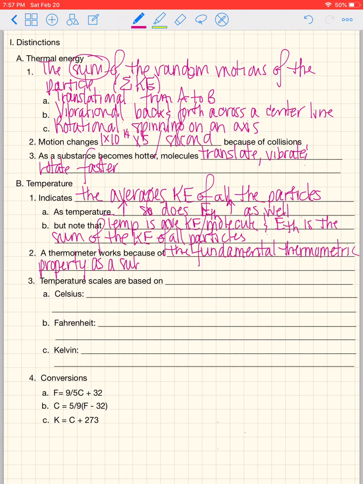As a substance warms, it increases in length and volume. And I say not everything does it proportionally like it has to be, and consistently like it has to be, for a thermometer. All right, temperature scales are based on, and I want you to pause the video here.